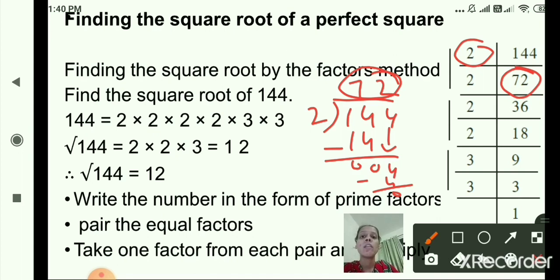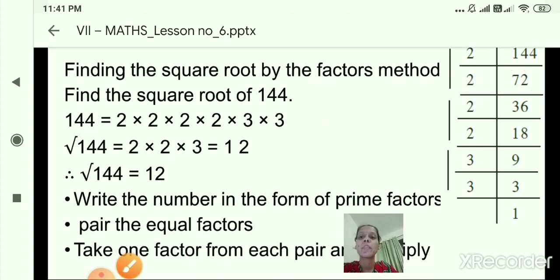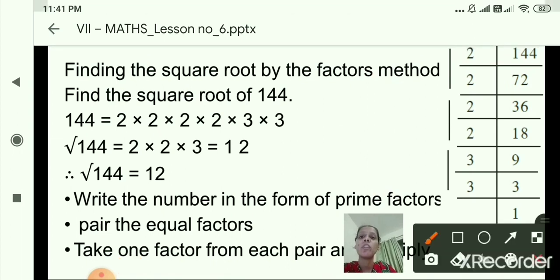Now again we'll write down the factors of 72. 72 again is divisible by 2, so I have written 2 here. Okay, in the next step, now 72 divided by 2. Again we'll do the division here, 72 divided by 2.